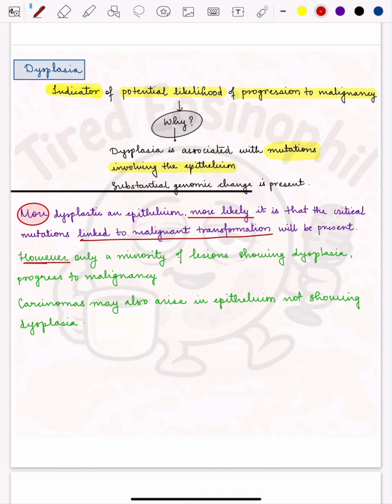However, only a minority of lesions that show dysplasia actually progress to malignancy. And we also note that carcinomas may arise in epithelium not showing any dysplasia. So whether dysplasia is present or not is not a guarantee of carcinoma developing, and it is not necessary that dysplasia has to be present for a carcinoma to develop.